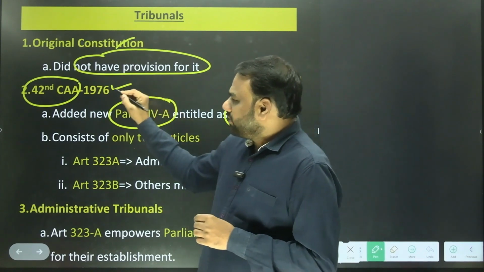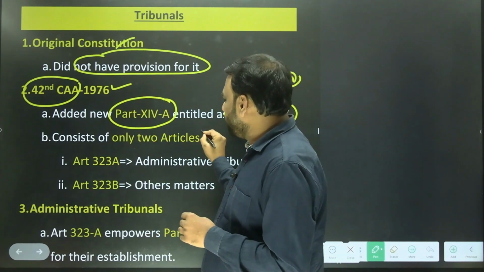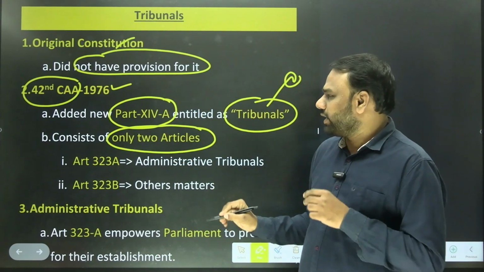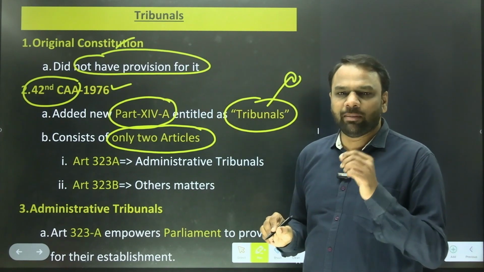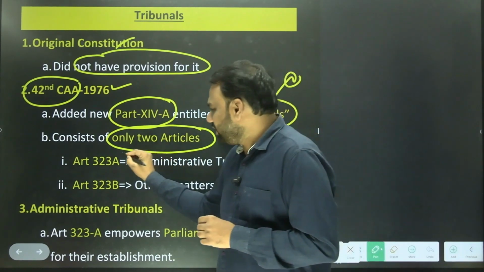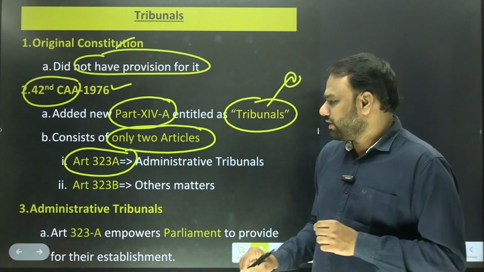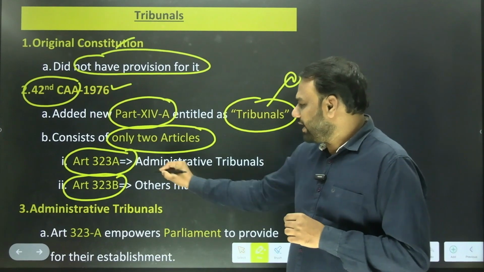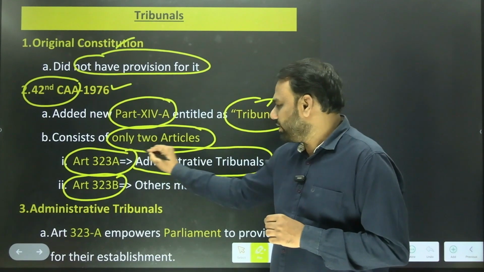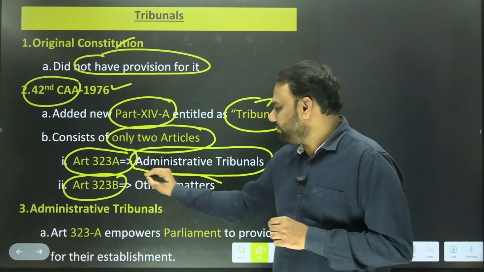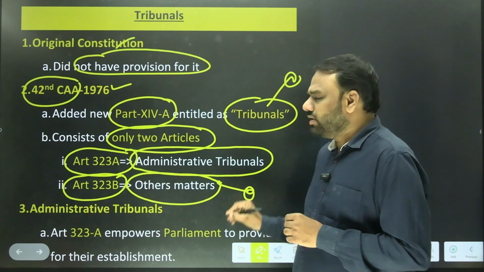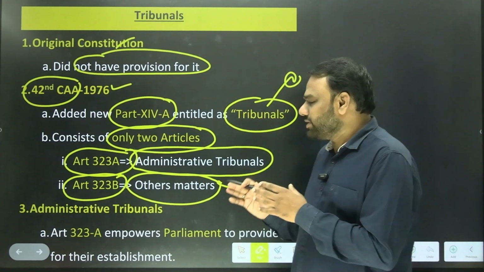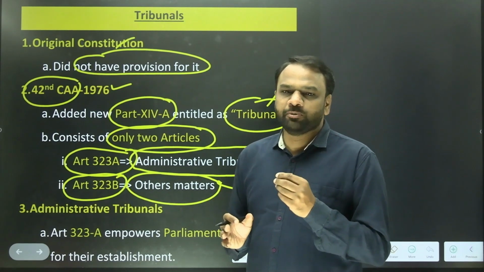Next, this amendment added only two articles. Part 14A of the Constitution consists of only two articles which were added by the 42nd Constitutional Amendment Act. One is article number 323A, another is article number 323B. Article 323A deals with administrative tribunals, whereas article 323B deals with other matters. Again, we will discuss in detail later on, but at a superficial level, administrative tribunals are the ones which deal with disputes related to service.